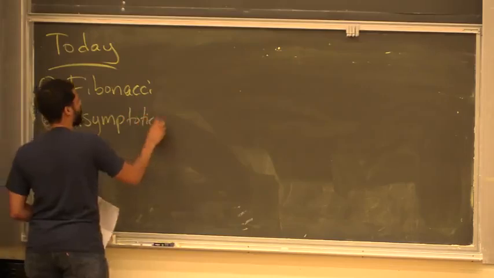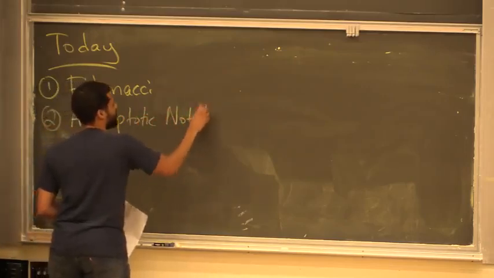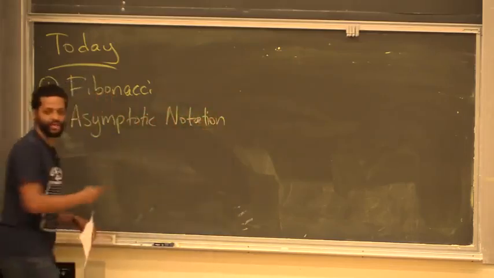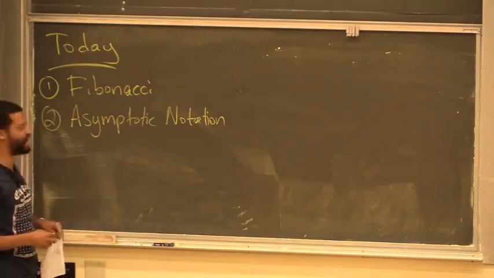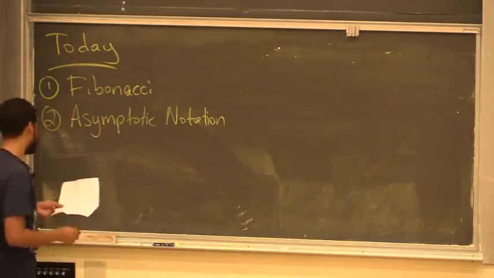Okay, maybe. And then I'm going to talk a little more about asymptotic notation. I've been kind of throwing it around without properly defining it. So that's like big O, theta, big omega, etc. You'll get more practice with that on the homework and discussion.